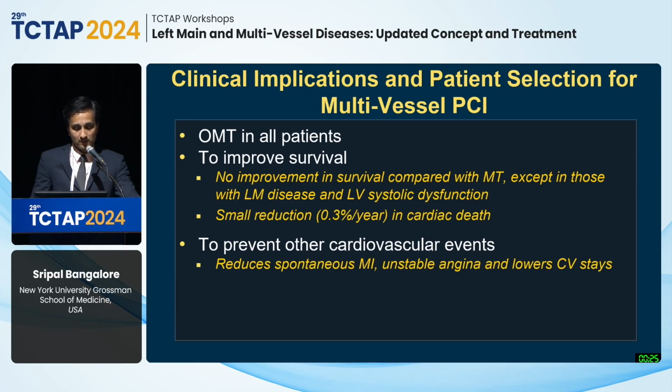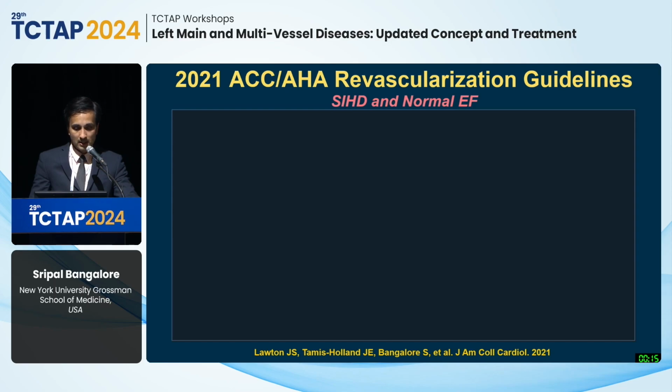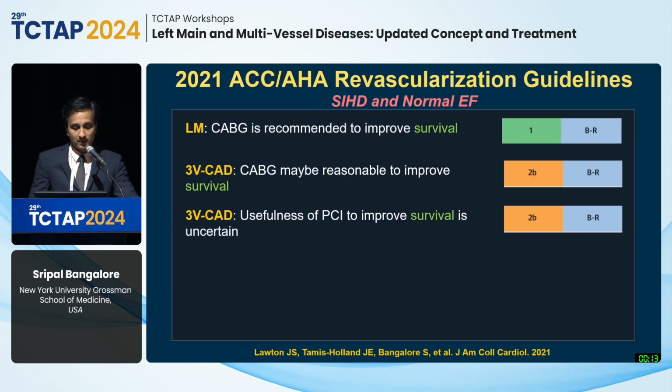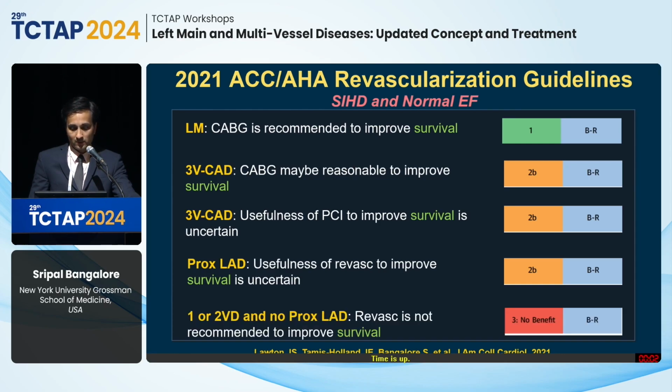Invasive strategy in multivessel disease also reduces spontaneous MI, unstable angina, and lowers cardiovascular stay, but the best benefit is for a faster and more durable relief of angina in symptomatic patients. This is reflected in the guideline recommendations, where if you're looking at survival as an endpoint, for 3-vessel disease, both CABG and PCI is a class 2B indication, so there isn't robust data that if you look at survival as an endpoint, you're going to reduce survival.